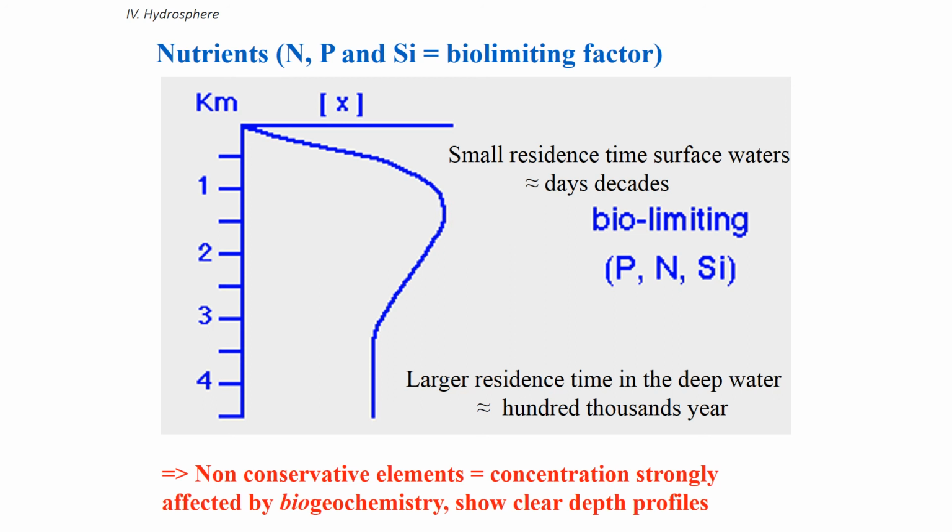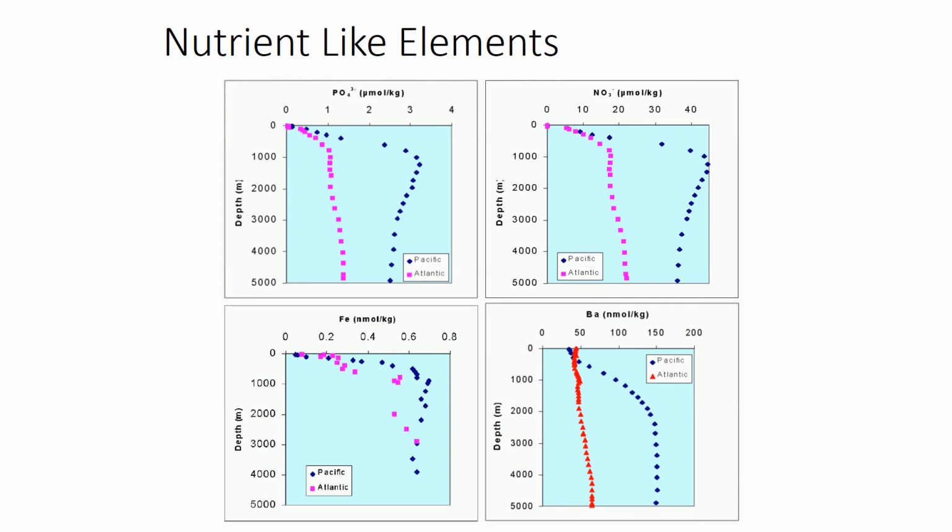So this means that we can get big differences both with depth and spatially around the world for these short residence time elements. And these are some real profiles of those. So elements like phosphorus, which forms phosphate ions, which you can see here, or nitrate, which is made of nitrogen. So these are key nutrients in the ocean.